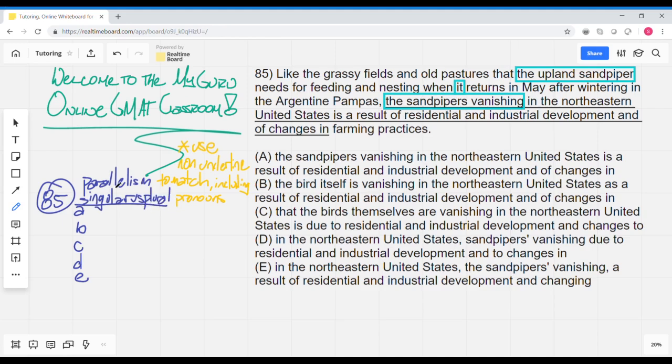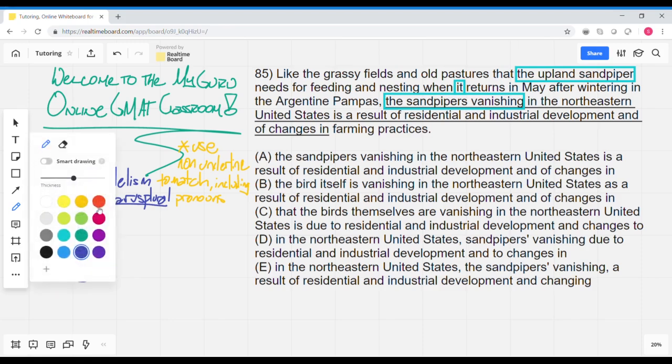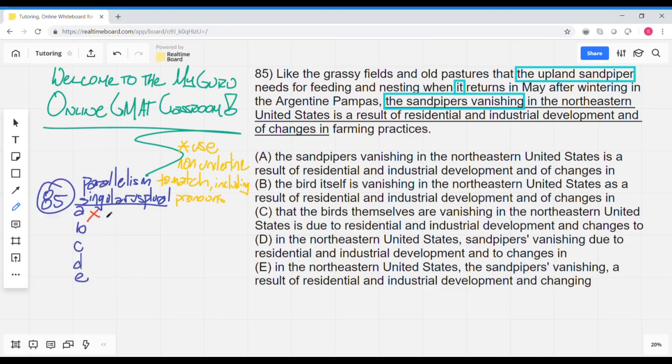And if we go to the answer choices, we can eliminate A because that obviously is as written. Then in choice B, we actually get what we need, which is the singular bird itself is vanishing. So that fixes the rather small error that we identified. So we'll hold on to that with a check for now.